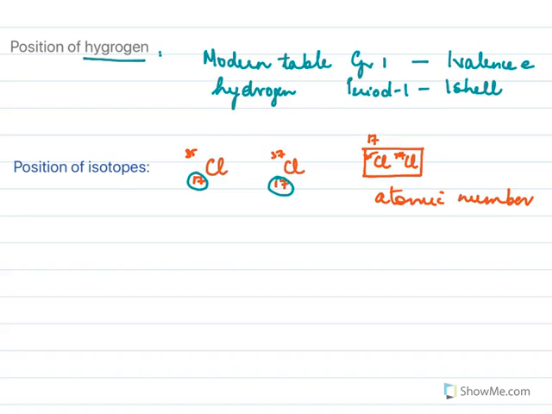All isotopes, let's take another example like that of carbon. Carbon 12, we just have to put 6 here, carbon 6 and carbon 6. Two isotopes, one 12 and one 14, also occupied the same position. Why the same position? Because both had the same atomic number.